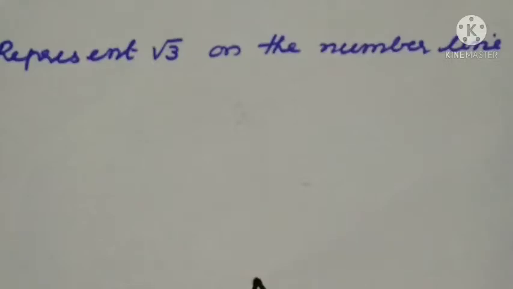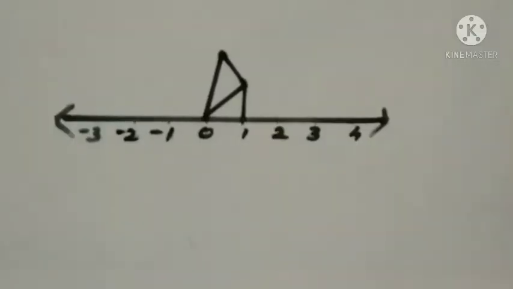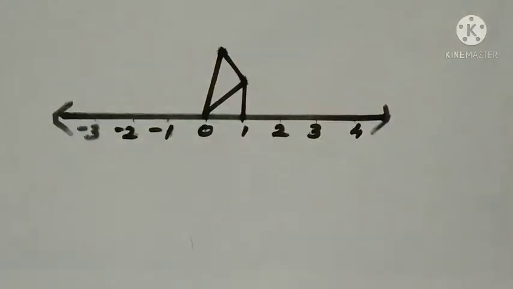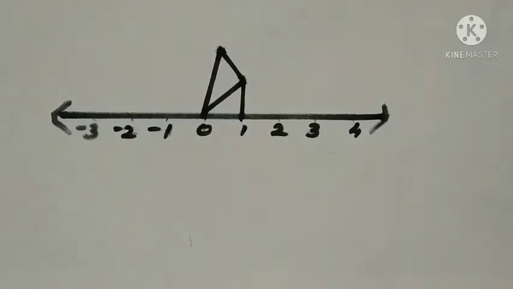Next question, that is the 18th one. Represent root 3 on the number line. Already I have marked here the number line with plus 1, plus 2 like that on the right side of the 0, and on the left side we have to write the negative numbers. Afterwards, what should we do?